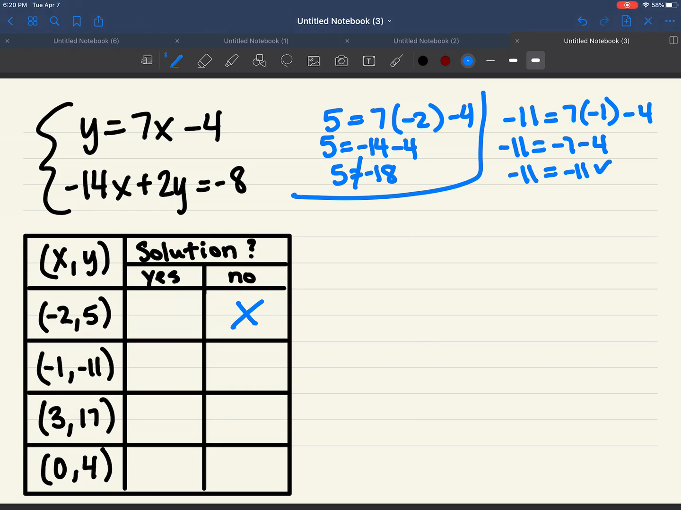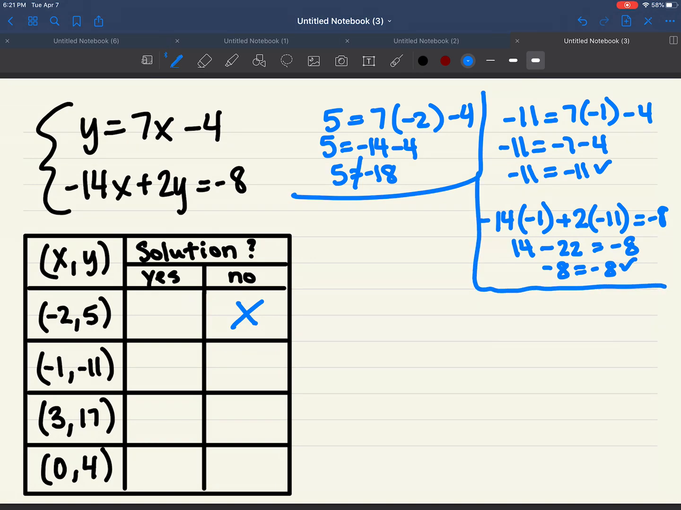Now you need to check that same ordered pair in the second equation. So negative 14 times x, the x value we're using is negative 1, plus 2 times y, our y value is negative 11, should be equal to negative 8. Negative 14 times negative 1 gives you positive 14, and 2 times negative 11 is negative 22. If you take 14 and subtract 22, you do get negative 8. So that ordered pair worked for both. So yes, it is a solution.